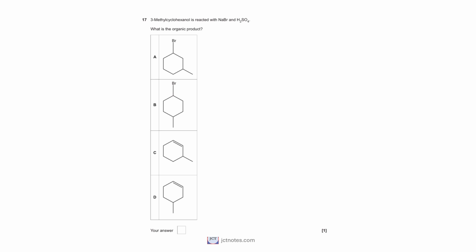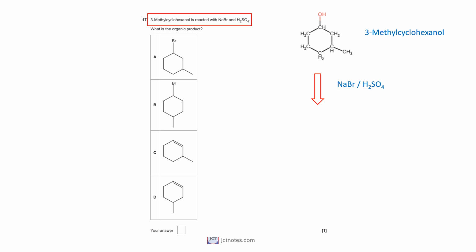In question 17 we are asked what is the organic product obtained when 3-methylcyclohexanol is reacted with sodium bromide and sulfuric acid. I leave a link in the fixed description where you can find a summary of the main synthetic reactions from OCR. The structure of the 3-methylcyclohexanol is... Note that it is not an aromatic compound. The reaction with sodium bromide in sulfuric acid will replace the OH group by bromine, giving as a result 1-bromo-3-methylcyclohexane. Therefore the answer is A.